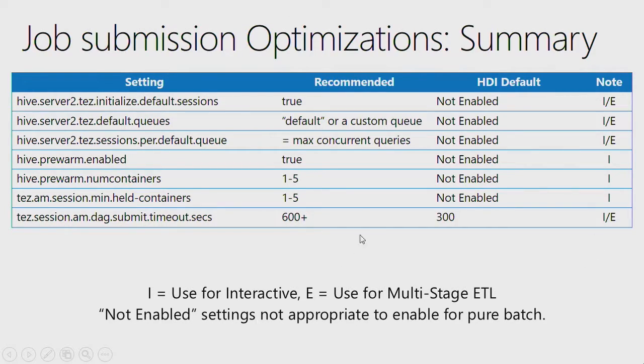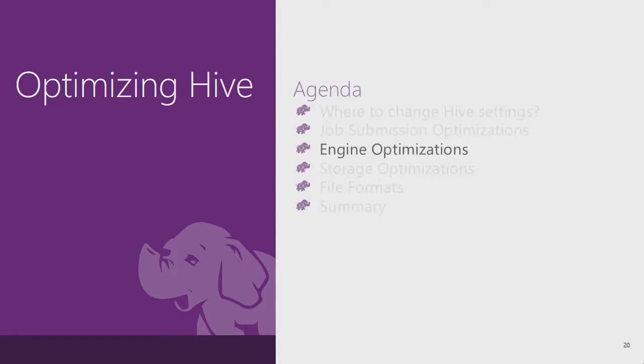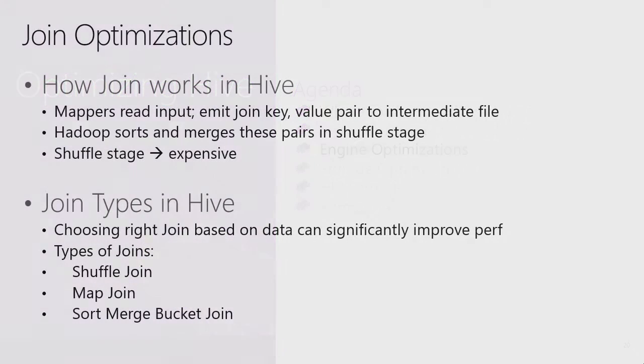By the way, a lot of these settings we've worked out with Hortonworks, and a lot of these have also come from their research. So, okay, great. So far we've talked about how to improve your job submission. Next, let's talk about the core engine optimizations. There are a lot of demos I have here, by the way, to help bring that point across. So the next one we're going to do is look at some join optimizations.